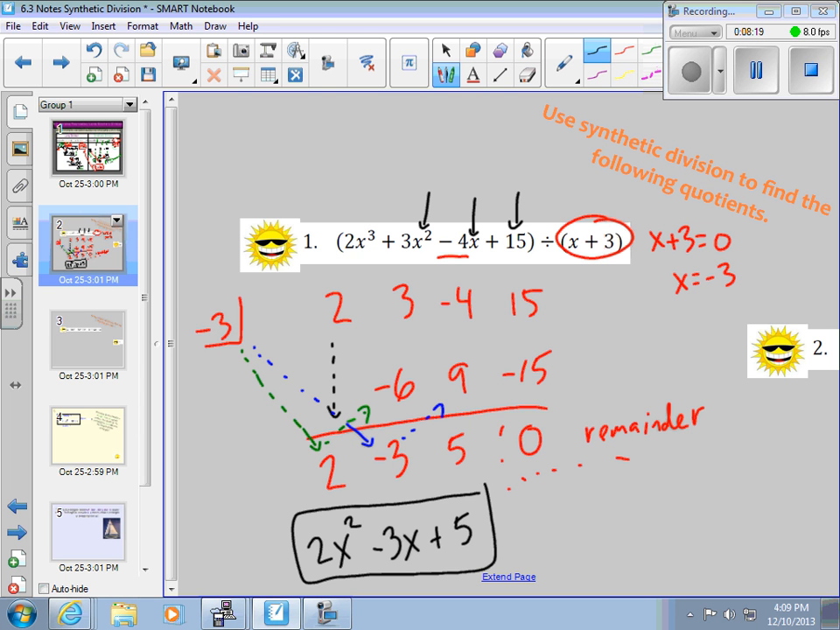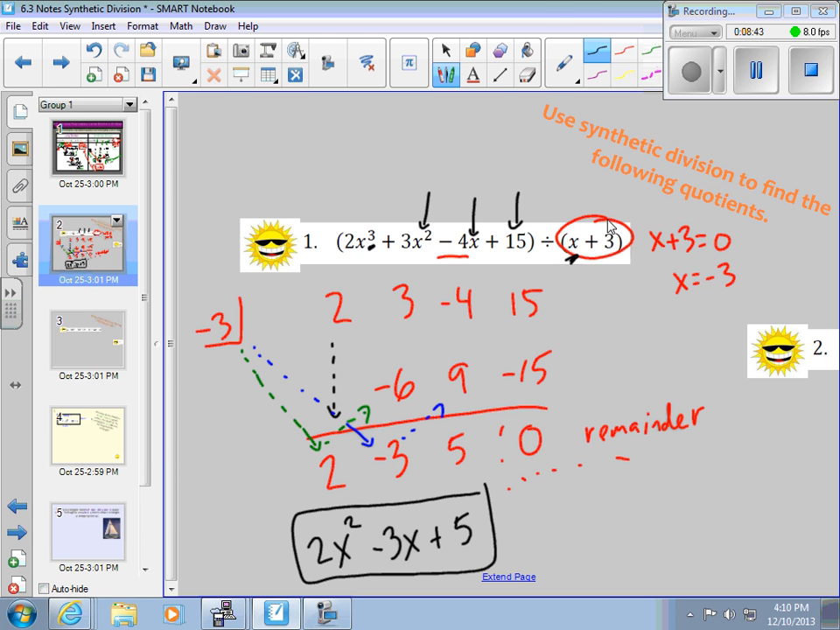Okay, now some of you may be thinking, well, Mr. Johnson, how come we don't have a power of 3 on our answer? Well, if we're dividing a polynomial where the biggest degree is 3 by another polynomial where the biggest degree is 1, you're going to go down a power in your answer when you divide. So the biggest one now is going to be a power of 2.